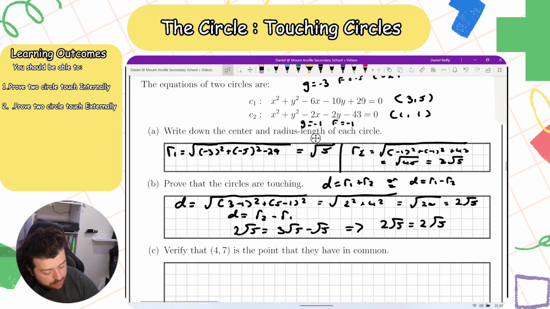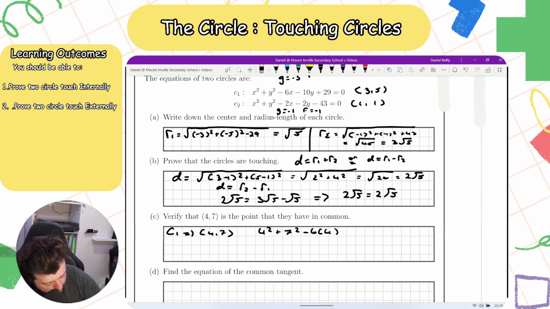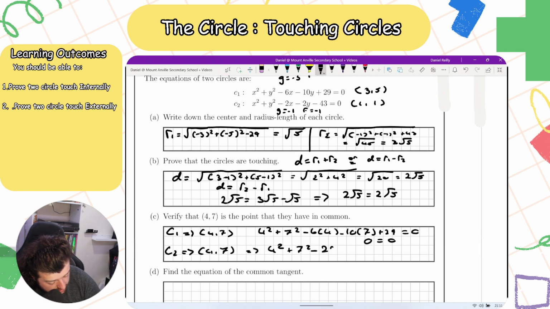Verify if (4, 7) is a point they have in common. So we just need to sub the point (4, 7) into each of these. So I have 4 squared plus 7 squared minus 6 times 4 minus 10 times 7 plus 29 equals 0. If you put it all in your calculator, you will get 0 is equal to 0. And then same for the second circle. (4, 7), sub it in. 4 squared plus 7 squared minus 2 times 4 minus 2 times 7 minus 43 equals 0. If you put it in your calculator, you will get 0 is equal to 0, verifying our answer.